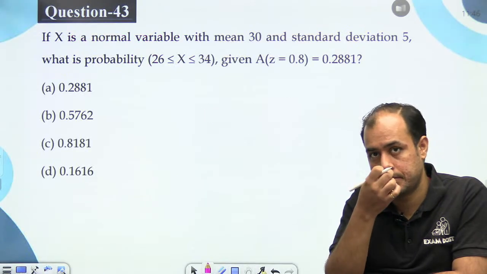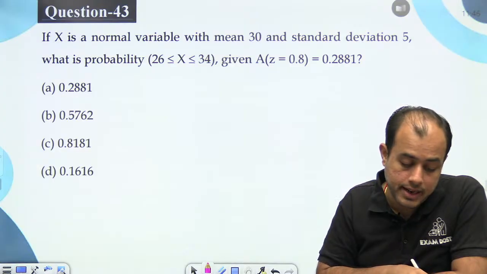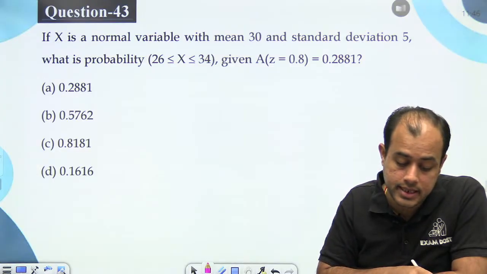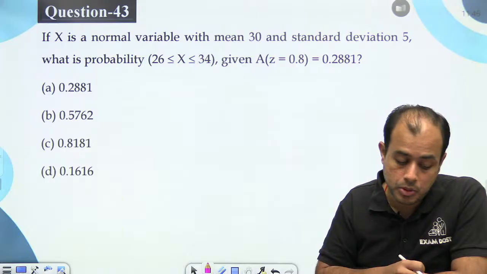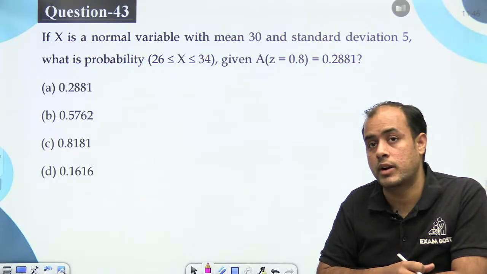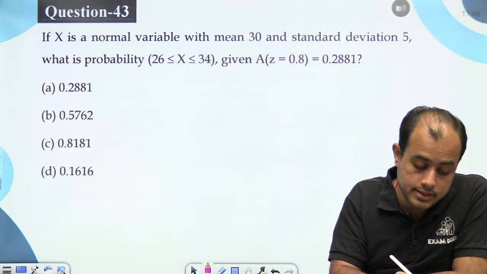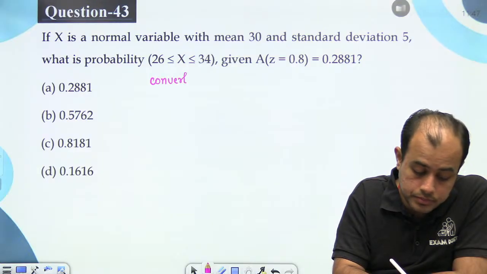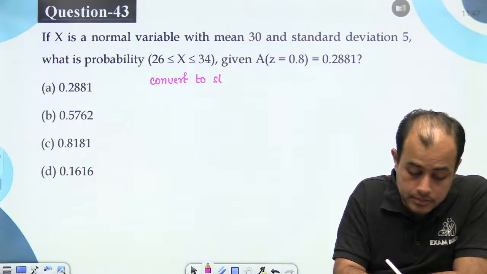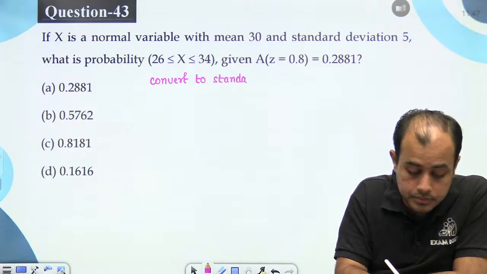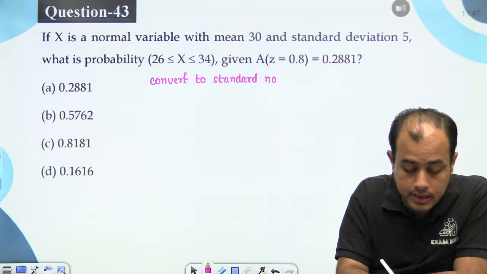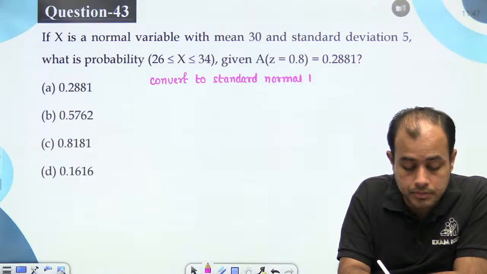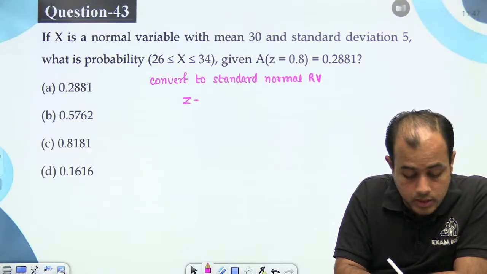X is a normal random variable with mean 30, standard deviation 5. Probability that X belongs to 26 to 34. In such a question, convert to a standard normal random variable. How? Assume Z equal to (X minus mu) by sigma.